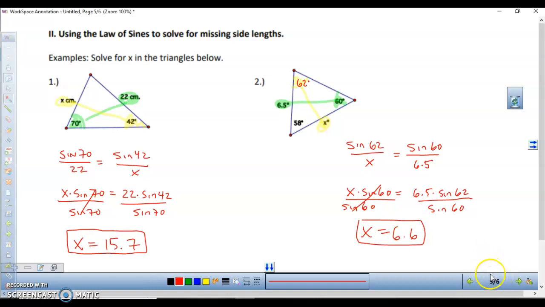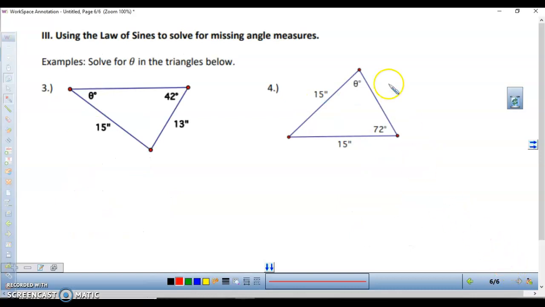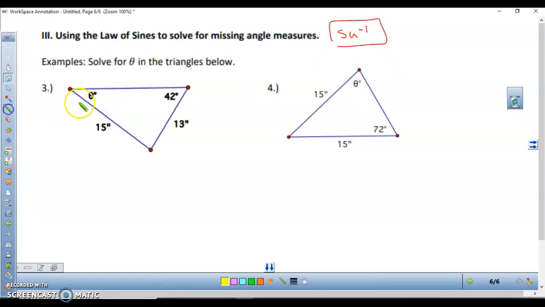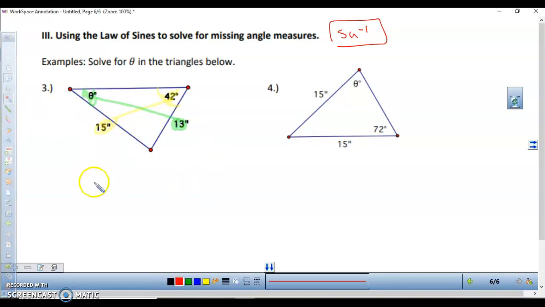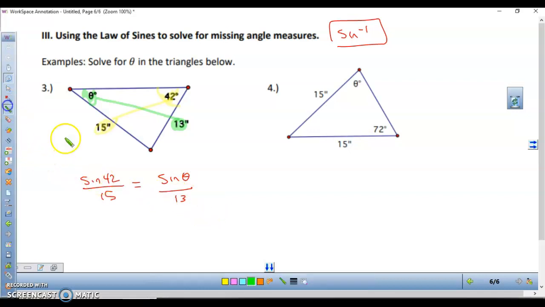There we go. All right, and then the last thing we can do with the law of sines is we can use it to solve for missing angle measures. And remember, when we're solving for missing angle measures, that's when we use the inverse sine option in our calculator. And I'll show you when we do the examples. So again, establishing the relationship. I've got angle, side across from it. I want to find this angle, and I have the side across from it. So I know that the sine of 42 degrees divided by 15 is equal to the sine of theta divided by 13. Now my objective here is to get this by itself.